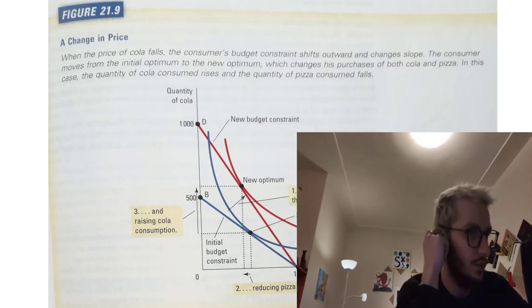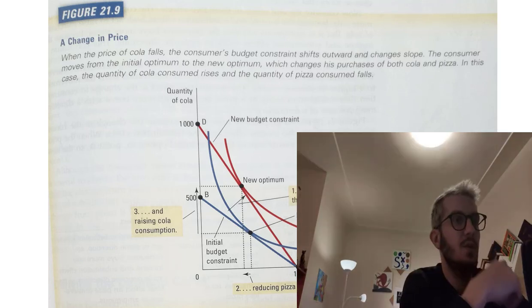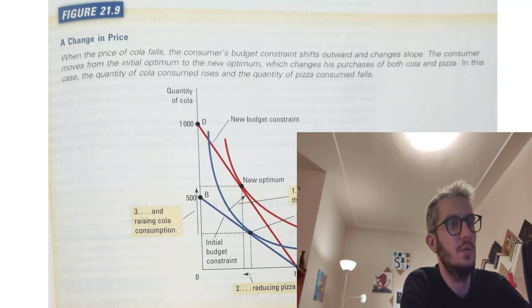Change in price. When the price of cola falls, the consumer's budget constraint shifts outward and changes slope. In this case, the quantity of cola consumed rises and the quantity of pizza consumed falls.